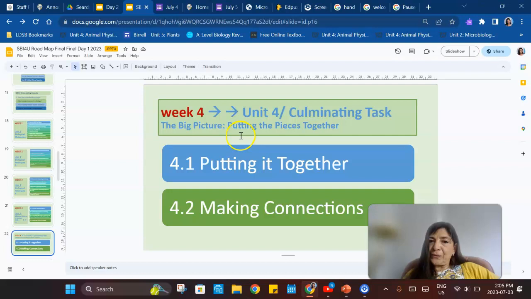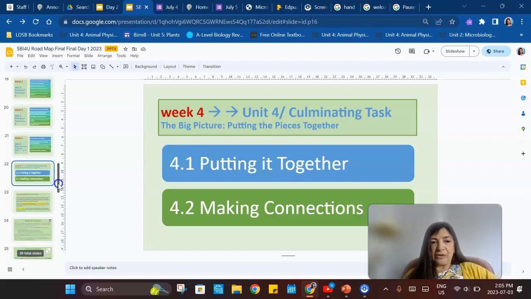In the second half of the fourth week, we'll be working on the culminating task. Actually, you'll be working on it starting from day one, but at the end, you're going to put things together and make connections and submit your culminating task.